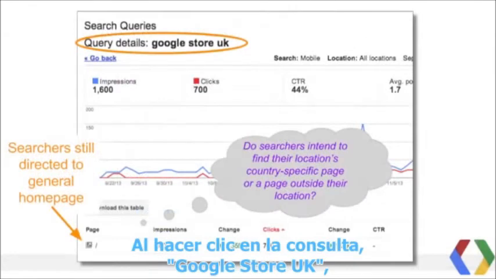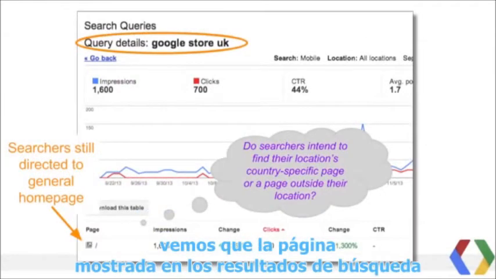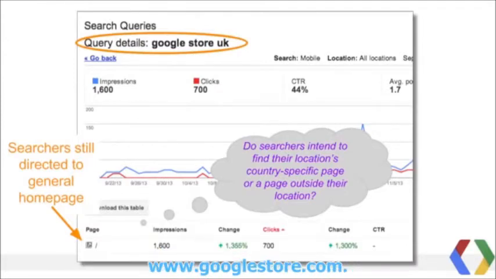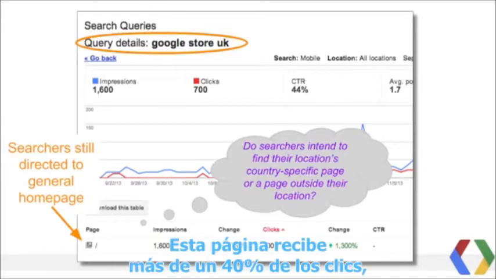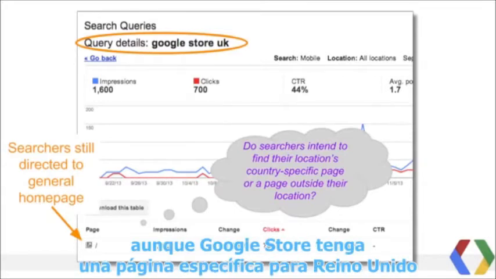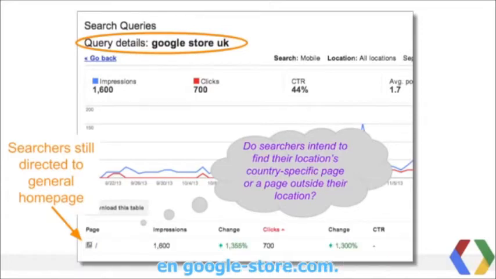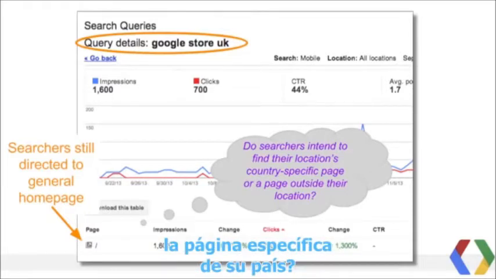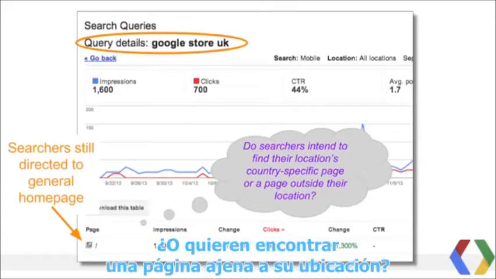Clicking on the query, Google Store UK, displays that the page served in search results is still the general Google Store homepage at www.googlestore.com. This is clicked over 40% of the time, even though the Google Store has a specific UK homepage at google-store.com. A question to ask is, do searchers intend to find their location's country-specific page, or are they desiring to find a page outside their location?